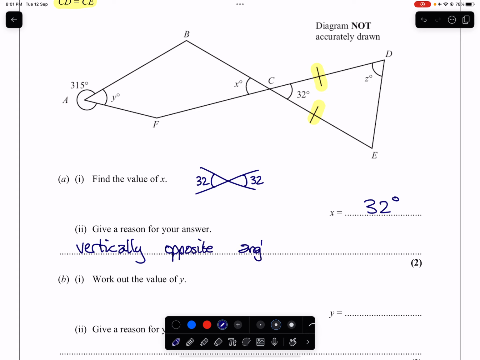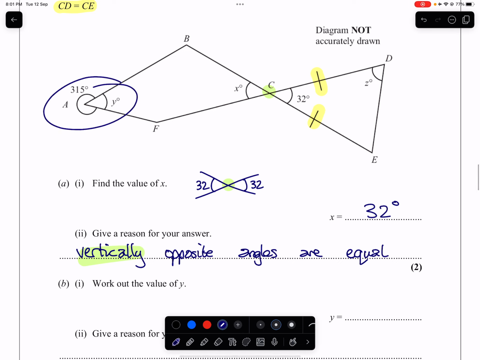Now when you're writing this, you can get away with just writing opposite angles are equal, but vertically is the fancy formal way of describing it because of the fact that this point C is the vertex, or where the cross actually happens. Part B, work out the value of y.